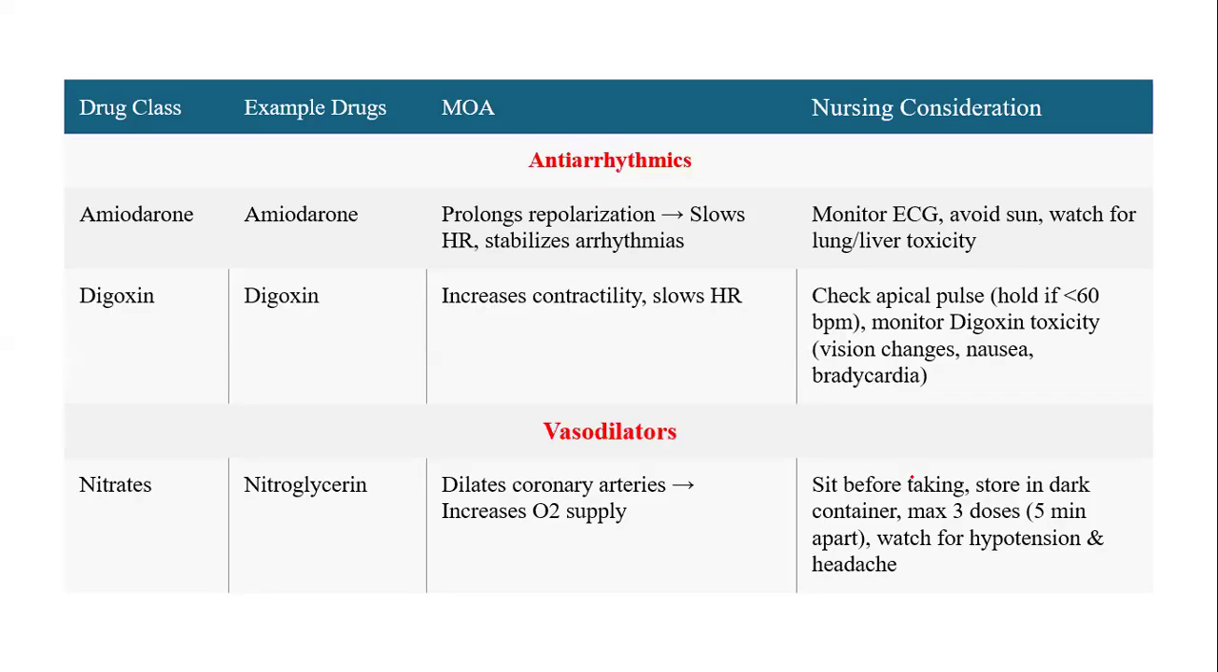Then the other category is antiarrhythmics. In antiarrhythmics, we have amiodarone and digoxin. What is the mechanism of action of amiodarone? It prolongs repolarization and slows heart rate and stabilize arrhythmias. We need to monitor ECG, avoid sun exposure, and watch for lungs or liver toxicity. So these are the things that you need to remember, or you need to memorize few of their side effects or special considerations with these medications.